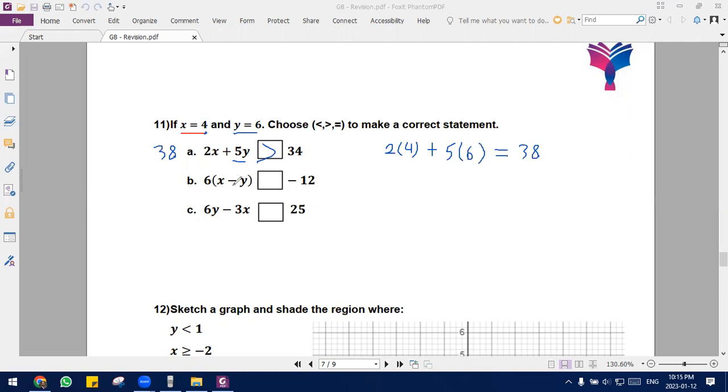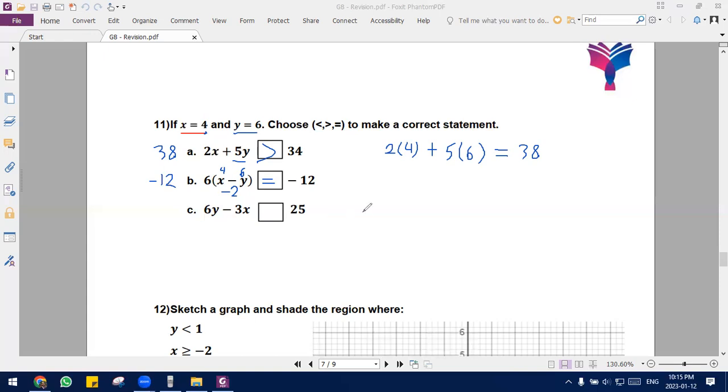Now for the second equation, 6 multiplied by x minus y. So first of all, just substitute x and y. Here put 4. For y we put 6. And in math, we should always start with the bracket. So you do 4 minus 6, which is minus 2. Now this minus 2 in the bracket has to be multiplied by 6 outside. So 6 times minus 2 will give me minus 12. So we have minus 12 on the left, minus 12 on the right. They are equal.